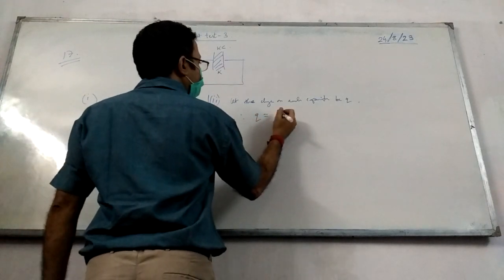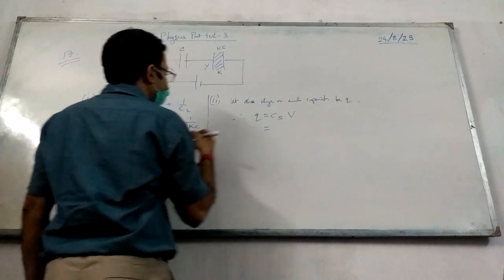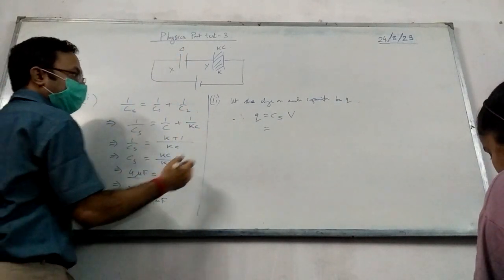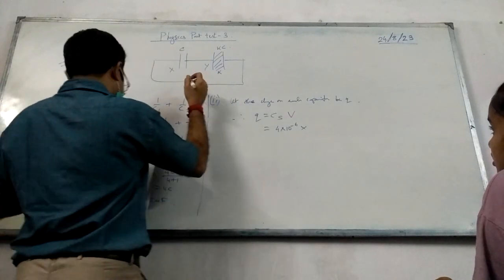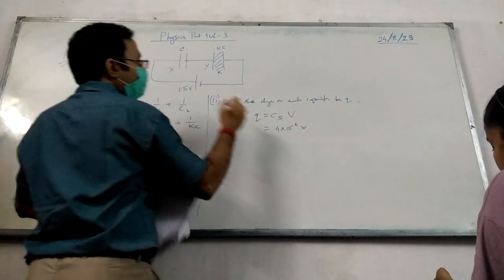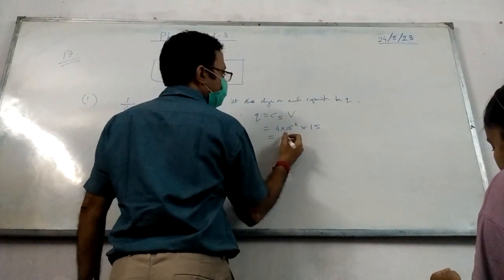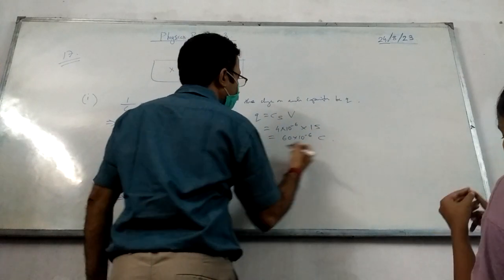Therefore, Q should be equal to the equivalent capacitance, that is CS into V. What was CS? 4 microfarad is given, right? 4 into 10 to the power minus 6, and what is V? What is the potential difference of the cell? 15 volt. So 4 times 15 is 60 microcoulomb. Right? This is the charge.